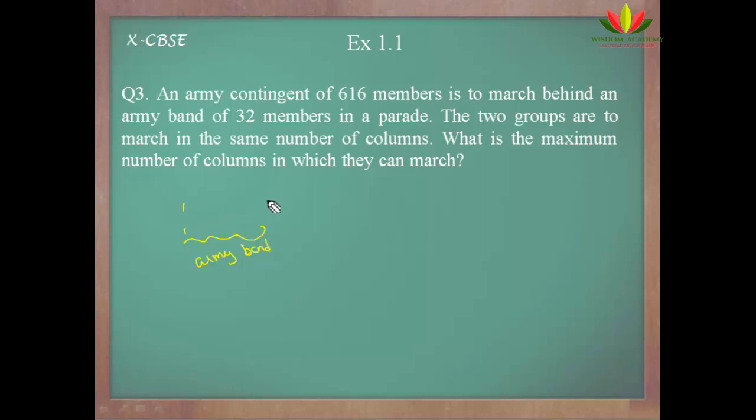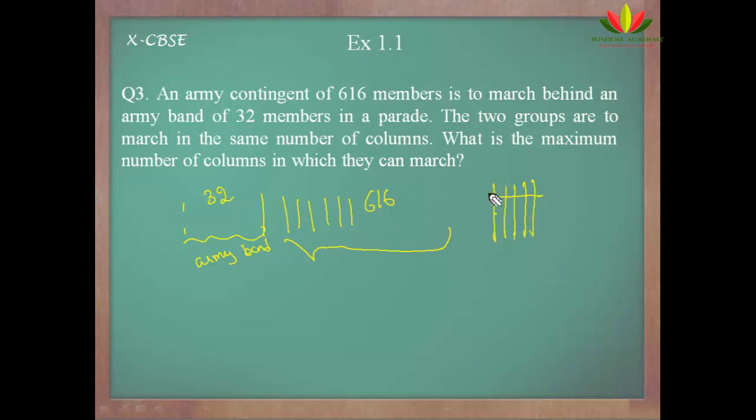This music group will go first. After that, followed by the military members. Army people will go after this. Like this it will go. Now what are the cases? There are 616 army members who have to march behind the 32 members of the band. And the two groups march in the same number of columns. I can have whatever number of rows, but they have to fit in the same number of columns.